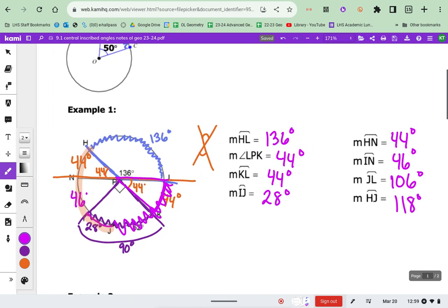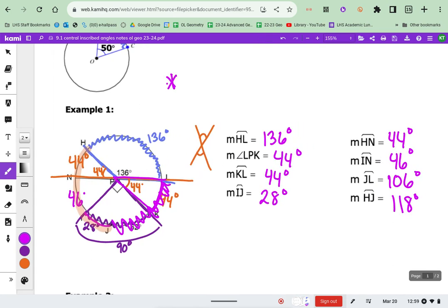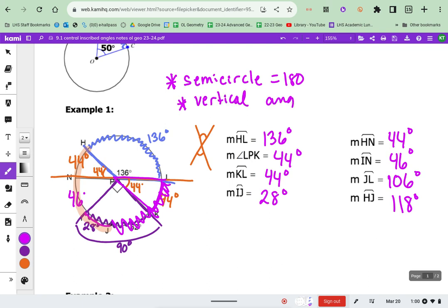Okay, so if you want to write down your other strategies that we use: the semicircle is 180 and vertical angles are congruent. So if you ever get stuck, go back, look for semicircles, look for vertical angles.